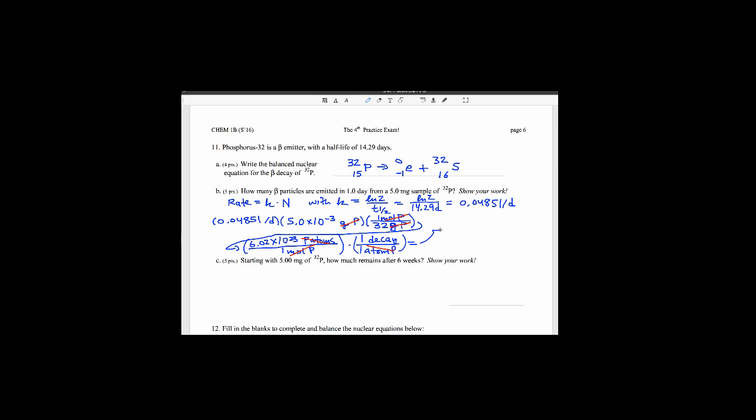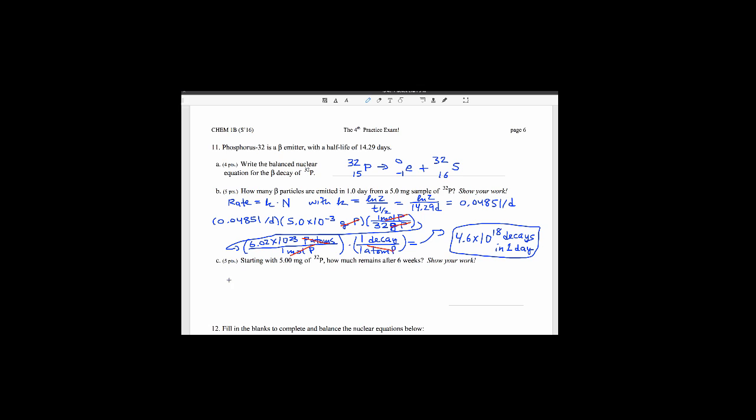And if we then take 0.0451 per day, multiply by 5 times 10 to the minus third, divide by 32, multiply by 6.02 times 10 to the 23rd, we end up with 4.6 times 10 to the 18th decays in one day, or per day. And that is a pretty good approximation to the number of decays in a day.